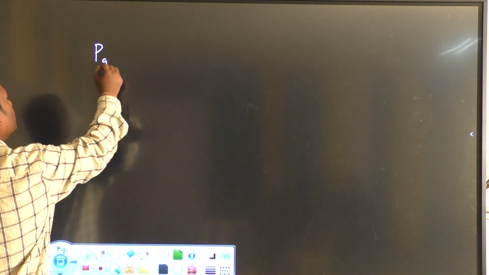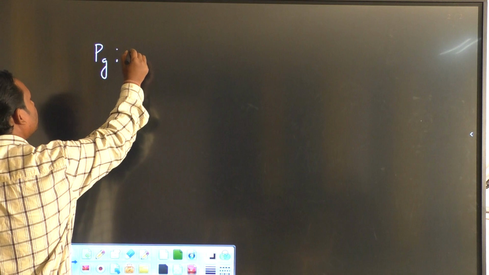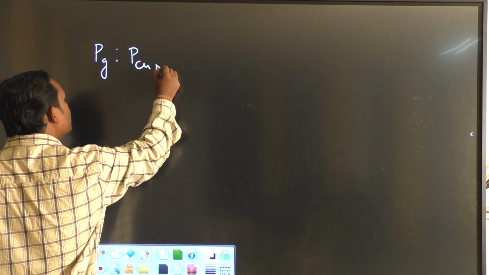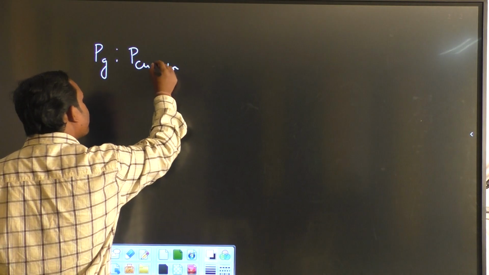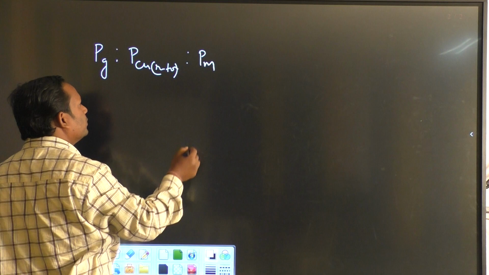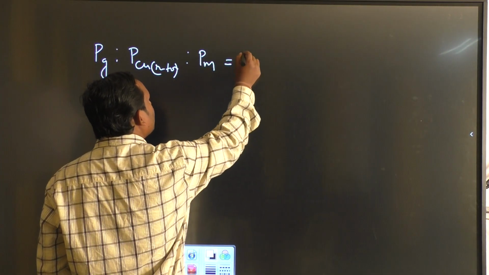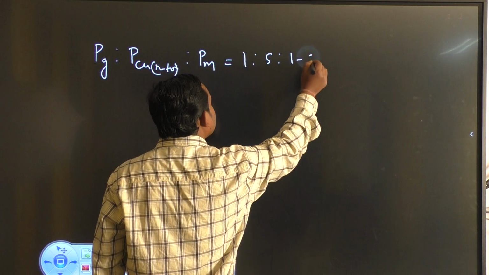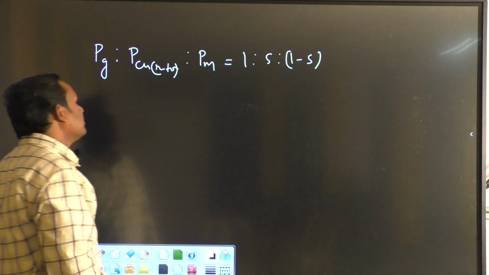So we all know this ratio: PG to PCU rotor to PM equals 1 is to S is to 1 minus S.